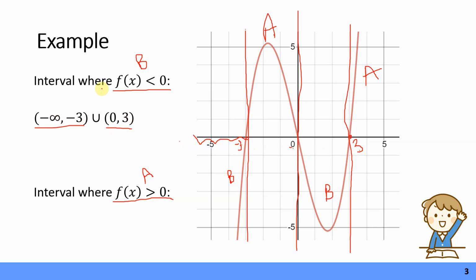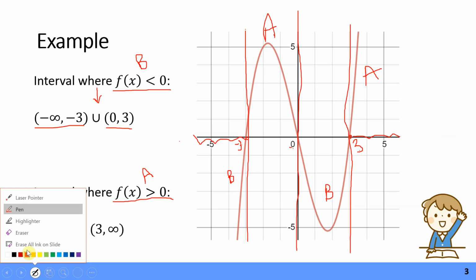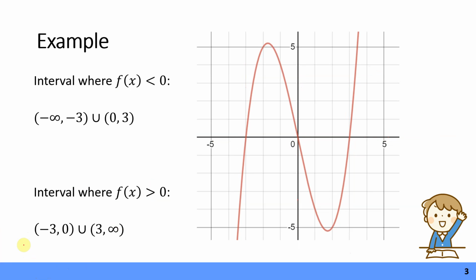Now, this is a new symbol that you're going to see. When you have two different answers, you unite them with this little symbol that means union. So from now on, just remember to put a little U in there. My answer for the question, where is the graph above? It was from here to here, which is from -3 to 0. And then it was also from 3 all the way to infinity. Again, we unite them with the little U symbol. And there you go.